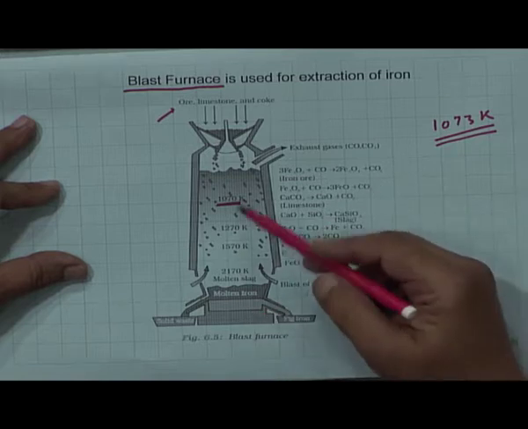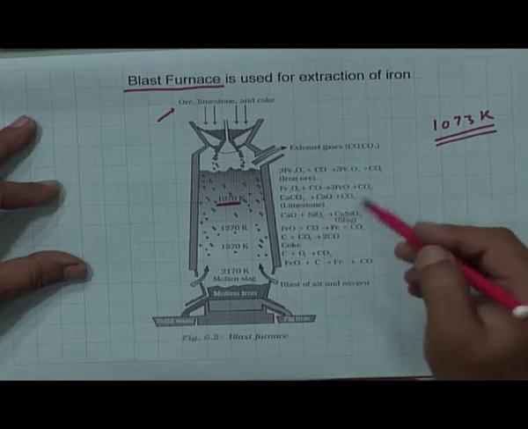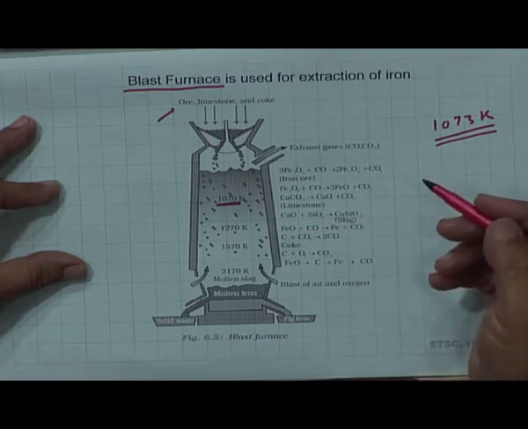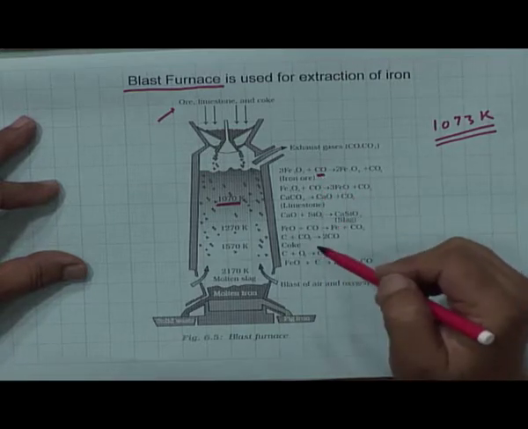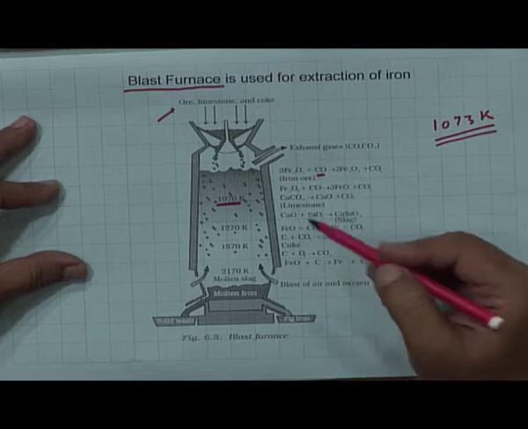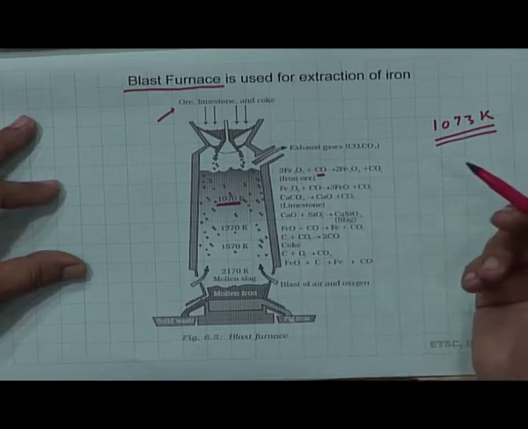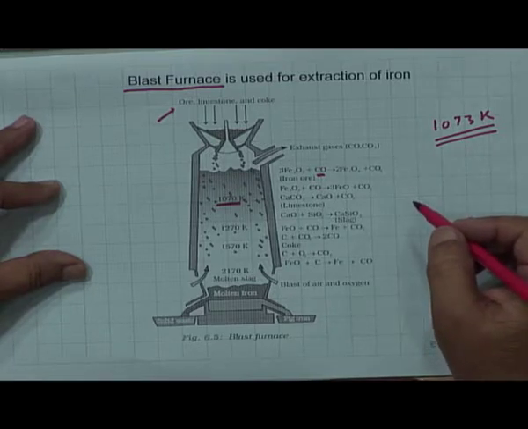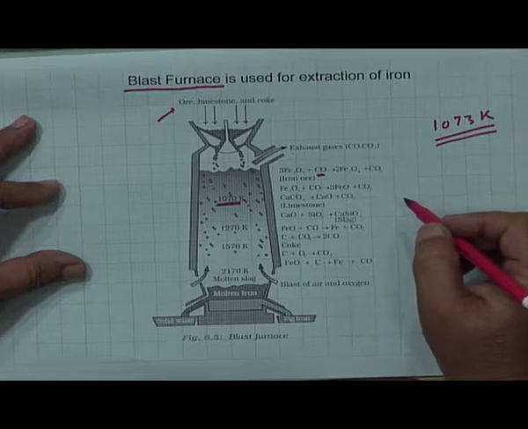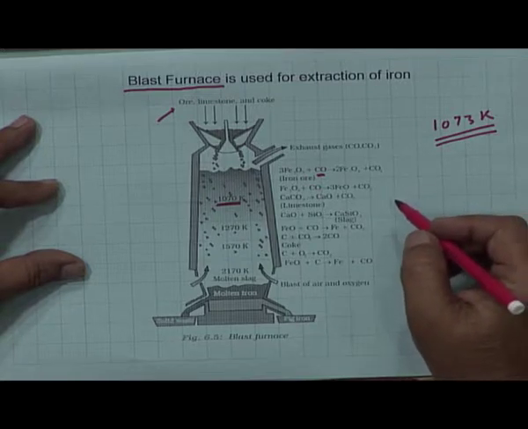Several reactions occur in this blast furnace. Now, when air is going, coke or carbon is coming, it will not remain in the form of carbon, it will be converted into carbon monoxide, because the supply of oxygen is not enough to convert directly into carbon dioxide, which we do not want, because carbon dioxide will not be able to act as a reducing agent.